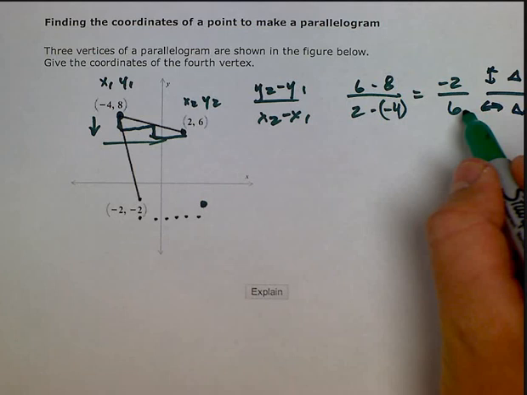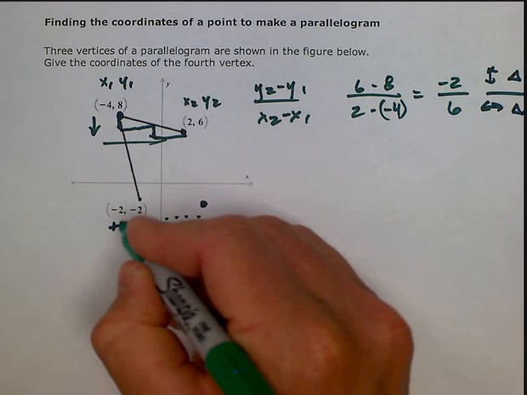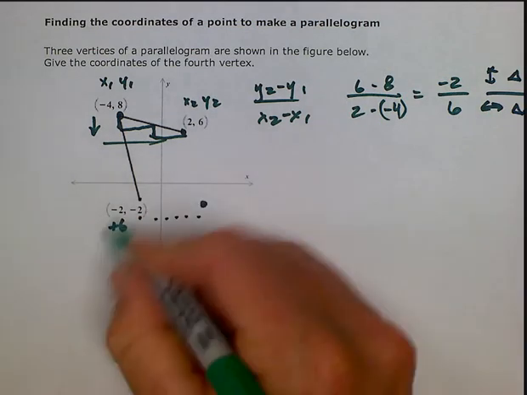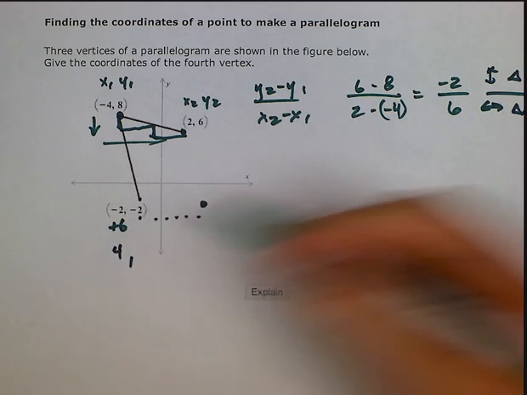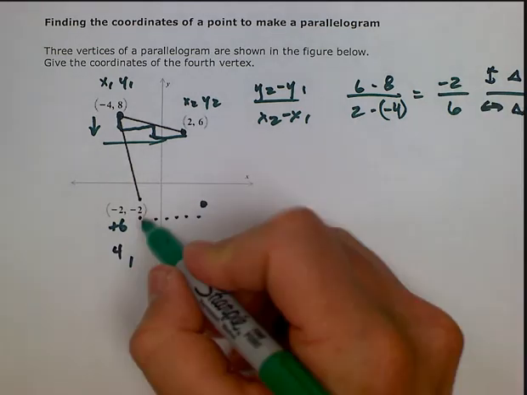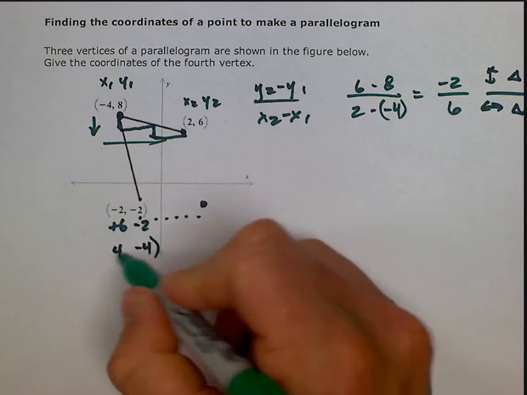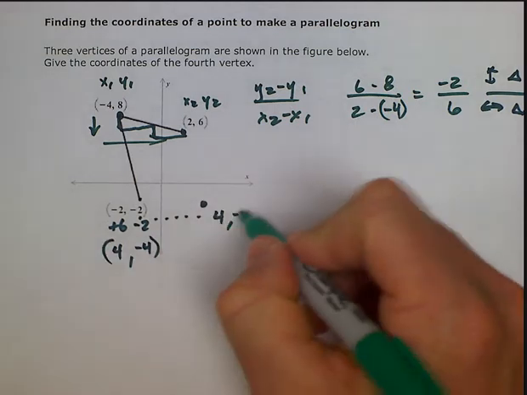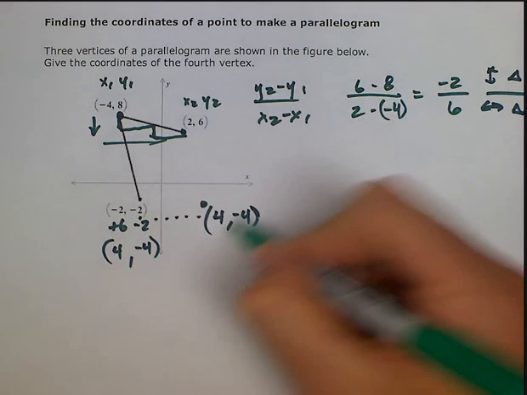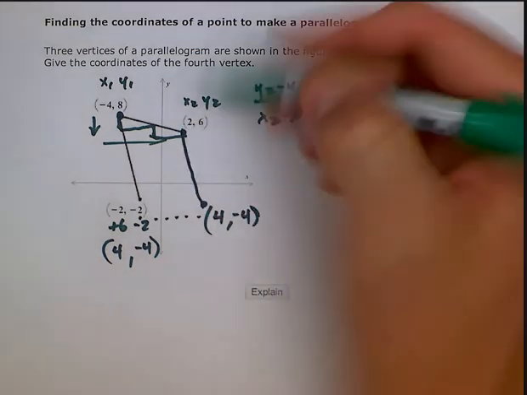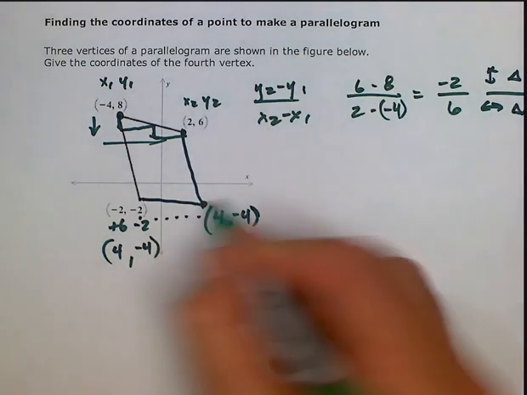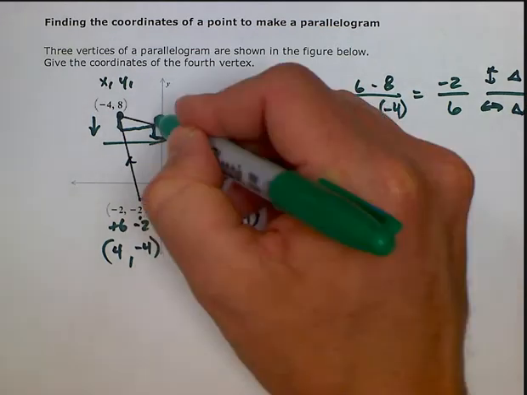Our x changes by a positive 6, so we would just add 6 here, giving us negative 2 plus 6 is a positive 4. And how does our y change? Well, we would subtract 2. Negative 2 minus 2 more is a negative 4. So our new point would be (4, negative 4), which when you connected them, they would create a parallelogram where these are parallel and these are also.